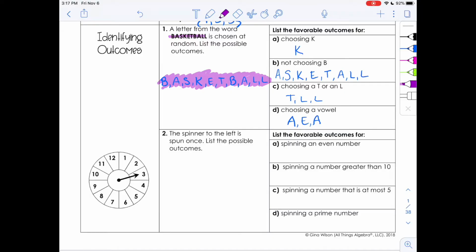Now we can do the same thing with a spinner. So taking a look at the spinner over here on the left, we're going to use that to help us answer these questions. The spinner to the left is spun one time.